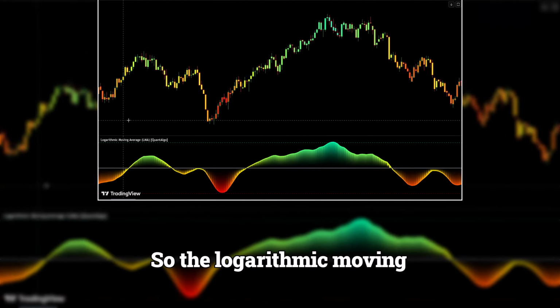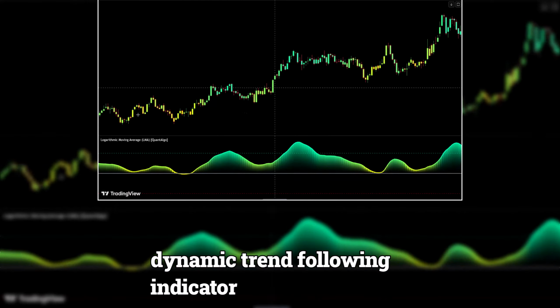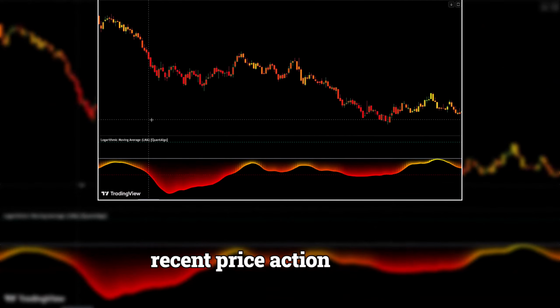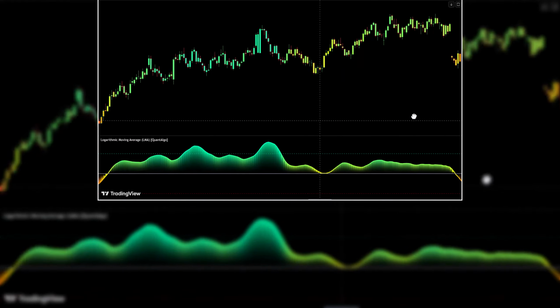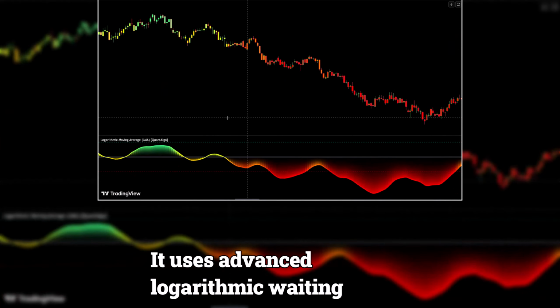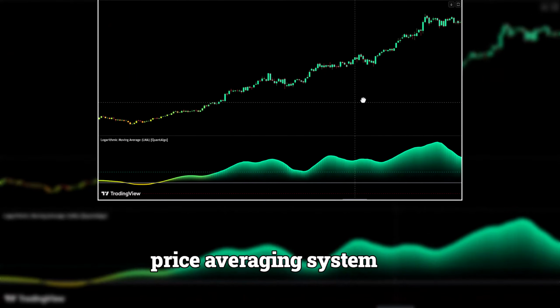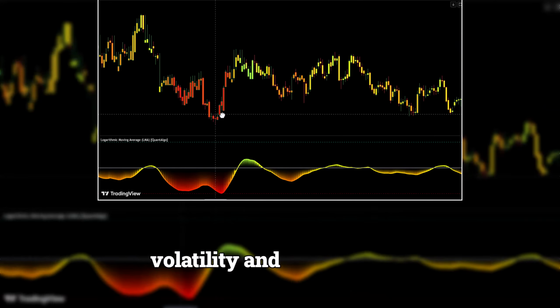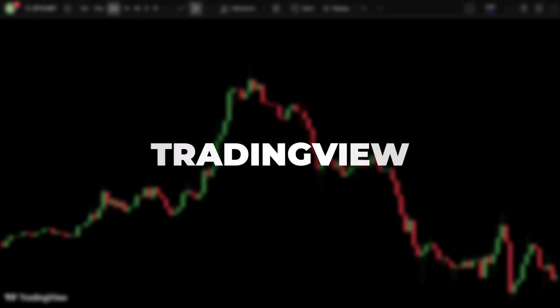So the Logarithmic Moving Average, LMA, is a dynamic trend-following indicator that prioritizes recent price action while maintaining statistical significance. It uses advanced logarithmic weighting and logarithmic decay functions, a sophisticated price averaging system that adapts to market volatility and momentum conditions.